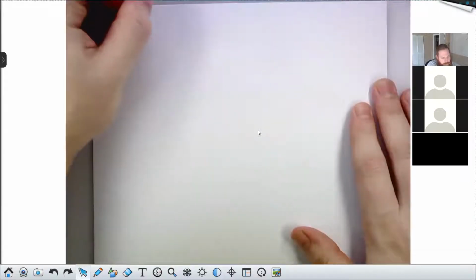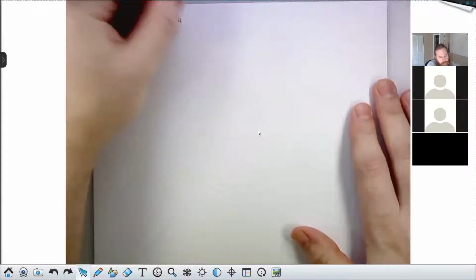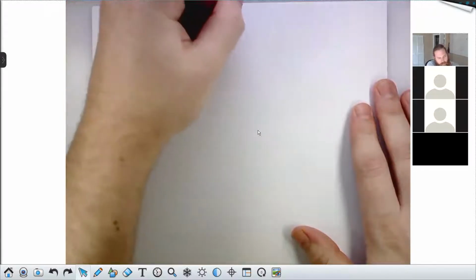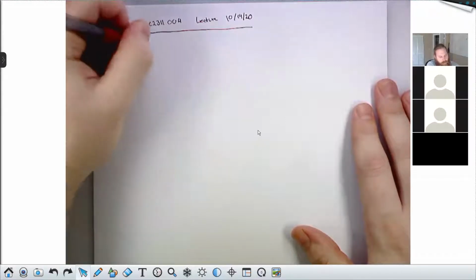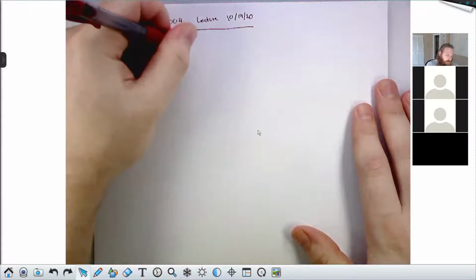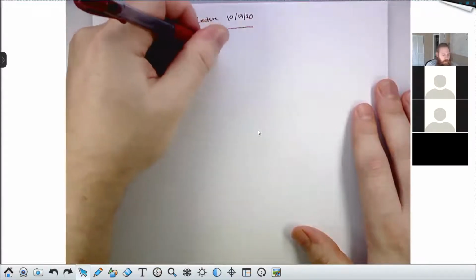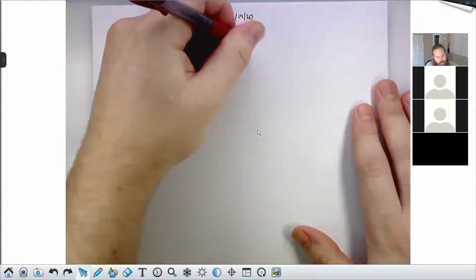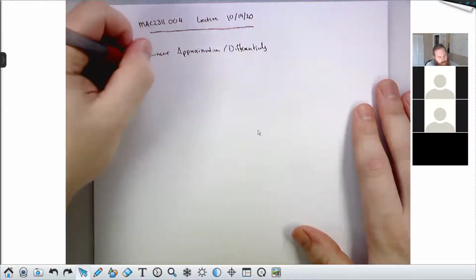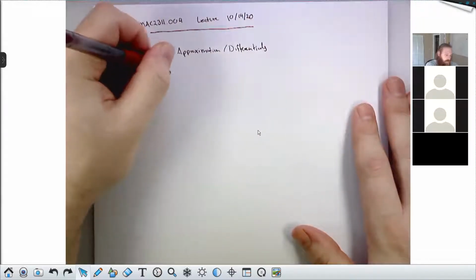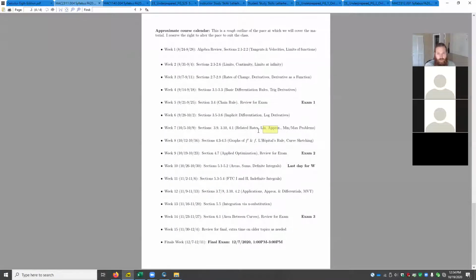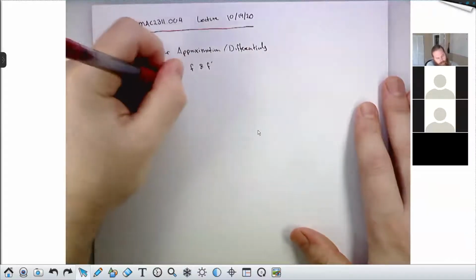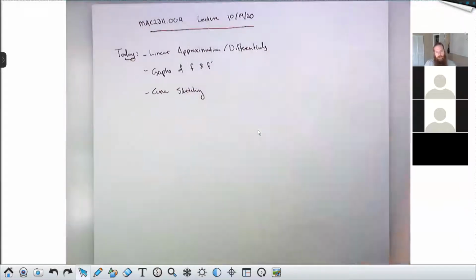So this is MAC2311, section 004. Today is the 19th. And today we're going to talk about linear approximation and differentials. We're going to talk about graphs of f and f prime. And maybe a little bit of curve sketching. All right.